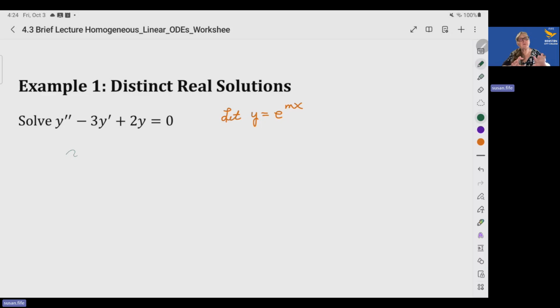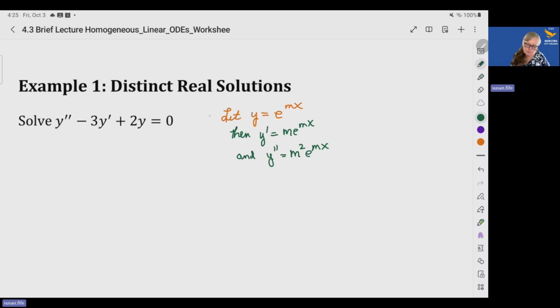I think in this case, I'm going to substitute it in just to show you how the e to the mx will factor out. Then y prime is the derivative of e to the mx. You would carry down the m, and you get m e to the mx. And our second derivative, y double prime, m is just a constant, so we don't need the product rule. Just the derivative of e to the mx will carry down one more m. We get m times m is m squared, e to the mx.